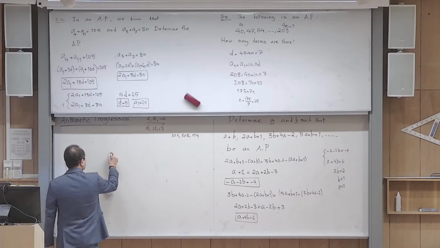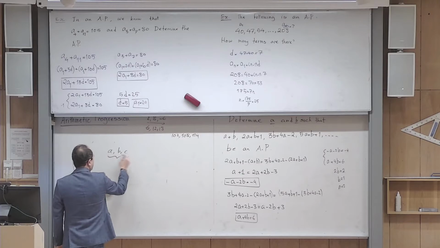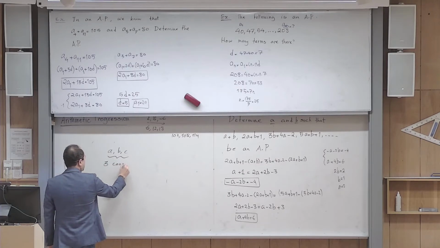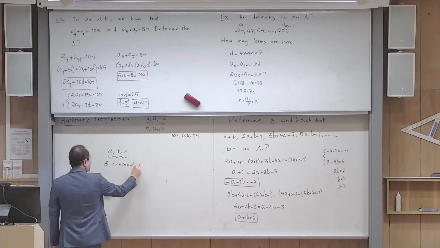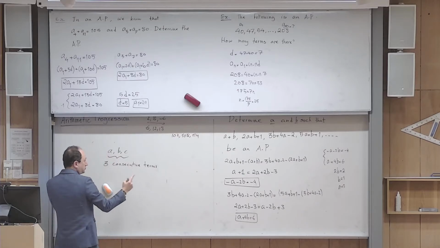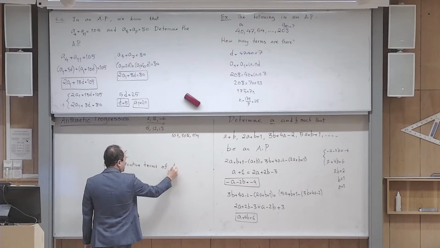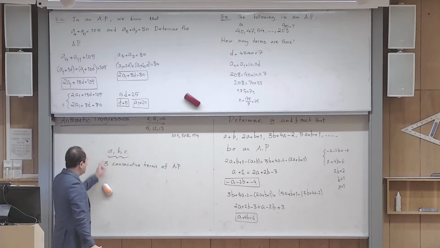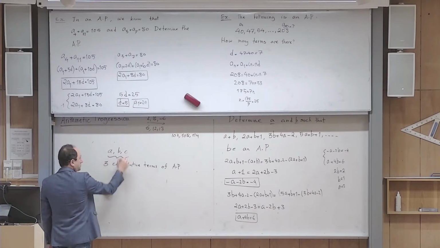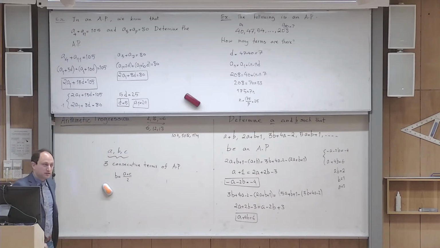If I have 3 consecutive terms of an arithmetic progression, not necessarily from the beginning, but 3 consecutive terms of an AP, there is a really nice relation between them. The one in the middle is the average between these two. Okay, so that's a good relation to know.